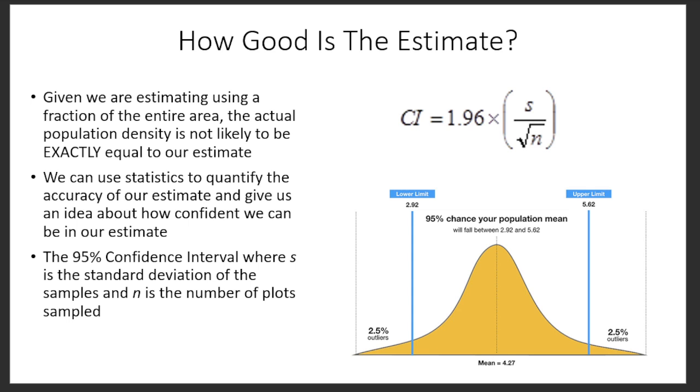So, how good is our estimate? Given that we are estimating using a fraction of the total area, the actual population density is not likely to be exactly equal to the estimate. We can use statistics to quantify the accuracy of the estimate and give us some idea of how confident we can be in our estimate. So the 95% confidence interval is given by a formula where S is the standard deviation of the samples and N is the number of plots total. The graph right here shows us the 95% confidence interval on a double-sided bell curve.